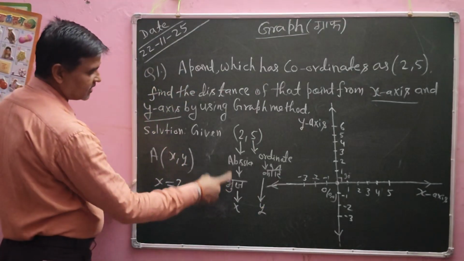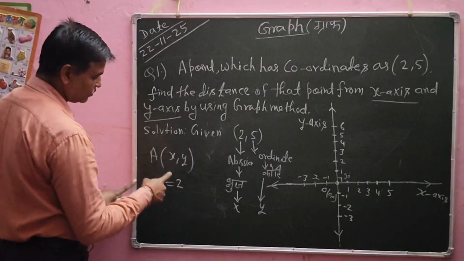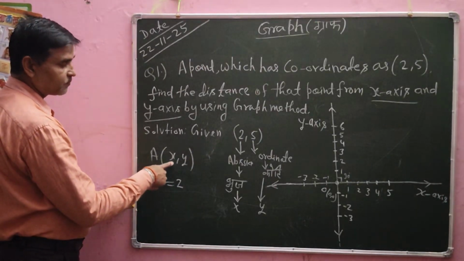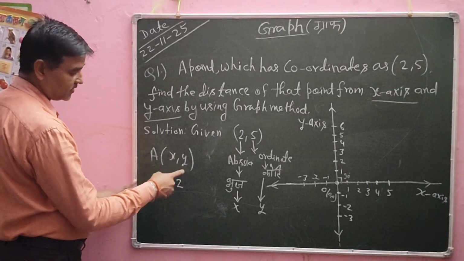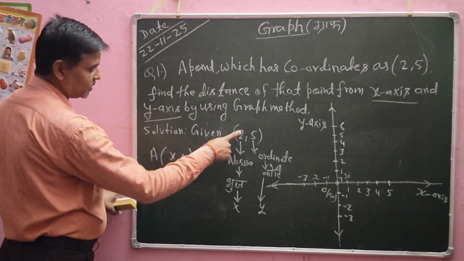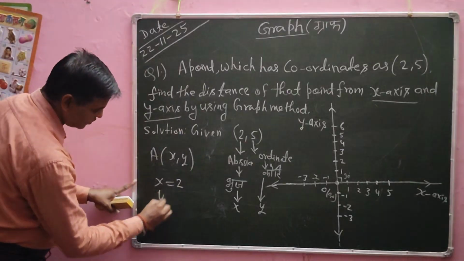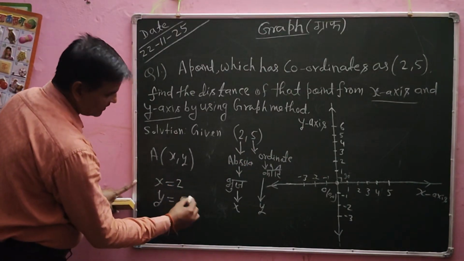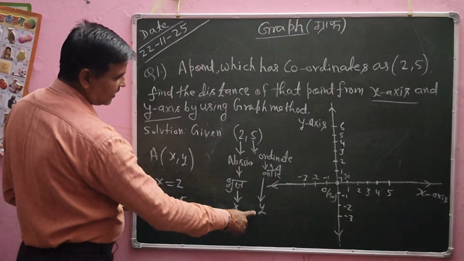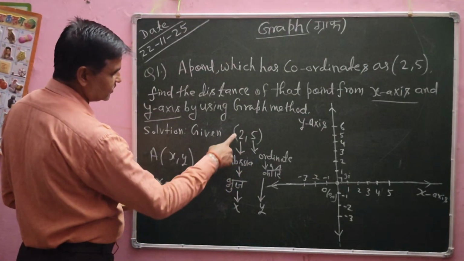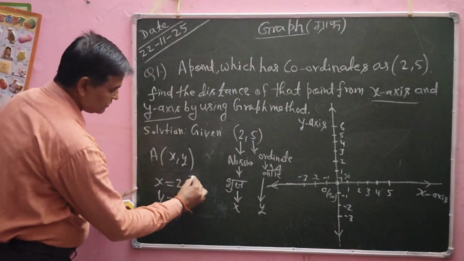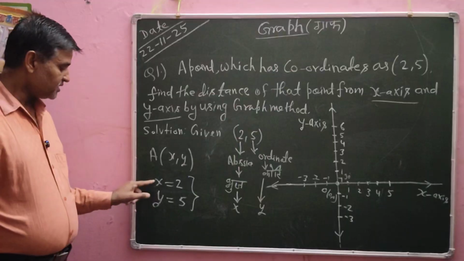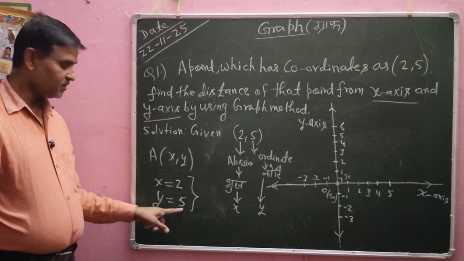So I compare x, which is equal to 2, because any point is written in the form of x comma y. The value of x available here is 2, but the value of y is available here as 5, so I will write 5. And here I can also say the ordinate is 5, and the abscissa is 2. Now from the given point I have got this information: the abscissa is 2 and the ordinate is 5.